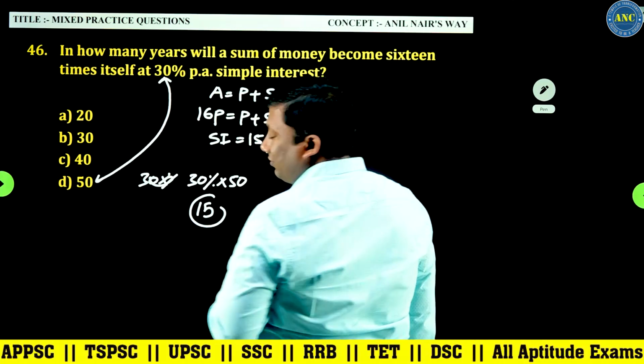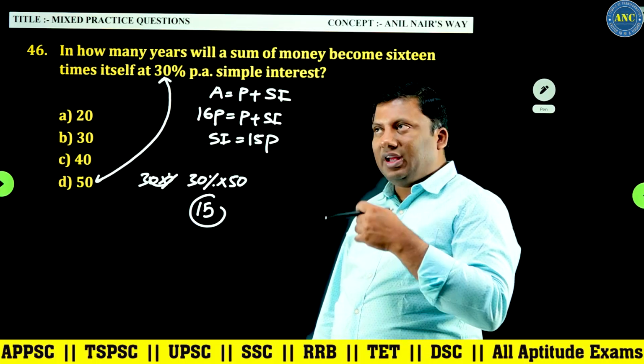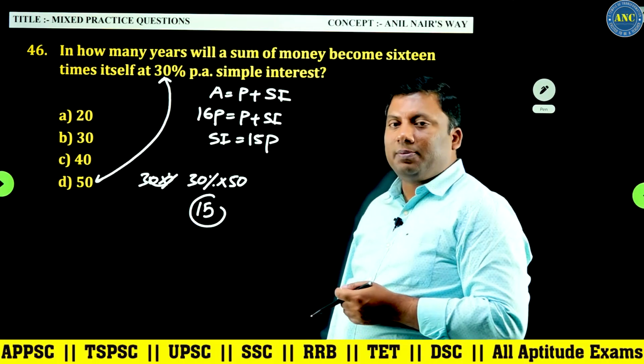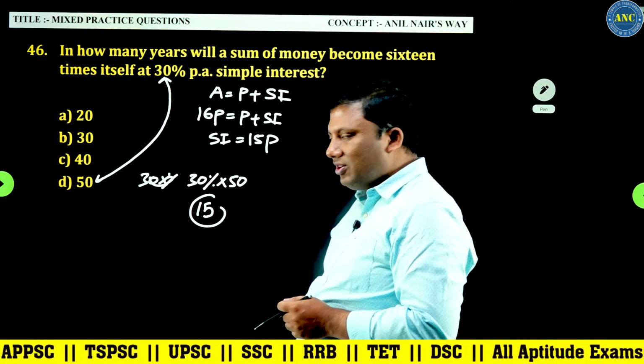Are you all with me? Right? 30% per annum. For 50 years it will be 1500%. Percentage means by 100. 2 zeros cancel.